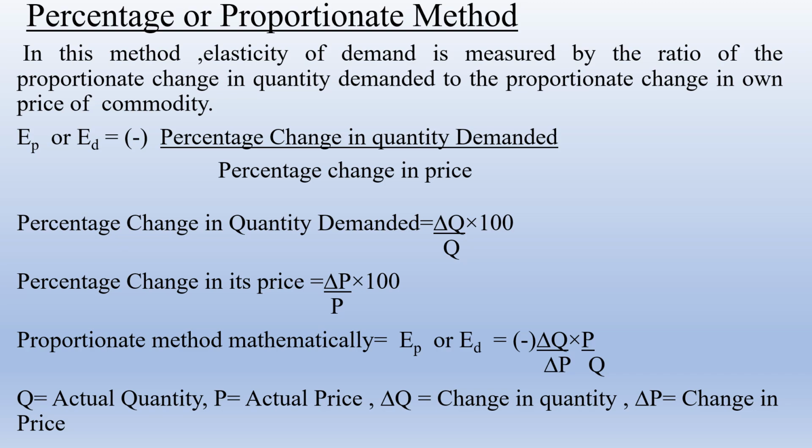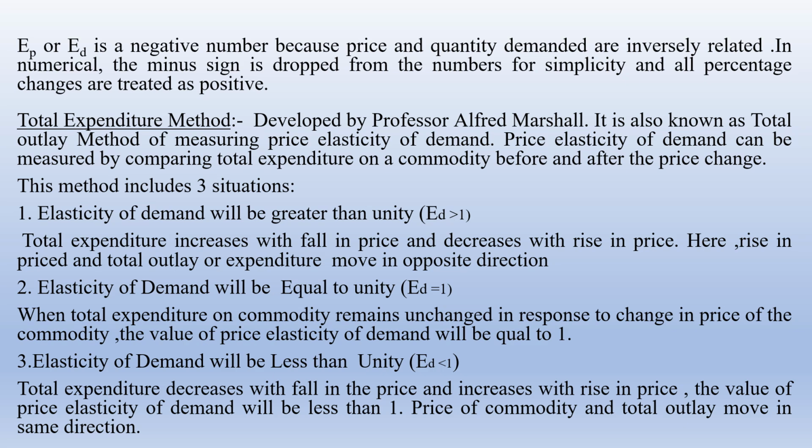Proportionate method mathematically, EP or ED equals minus delta Q upon delta P into P by Q. EP or ED is a negative number because price and quantity demanded are inversely related. Price and quantity are inversely related means demand of a normal commodity is inversely related to its price.